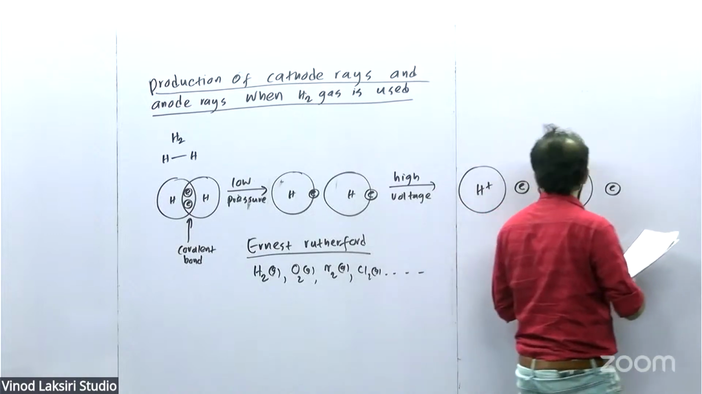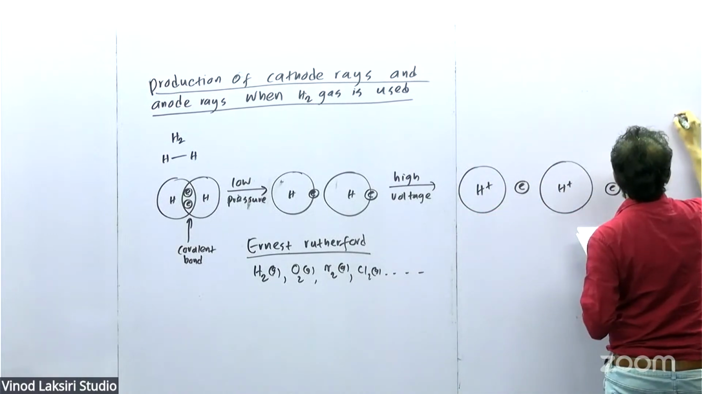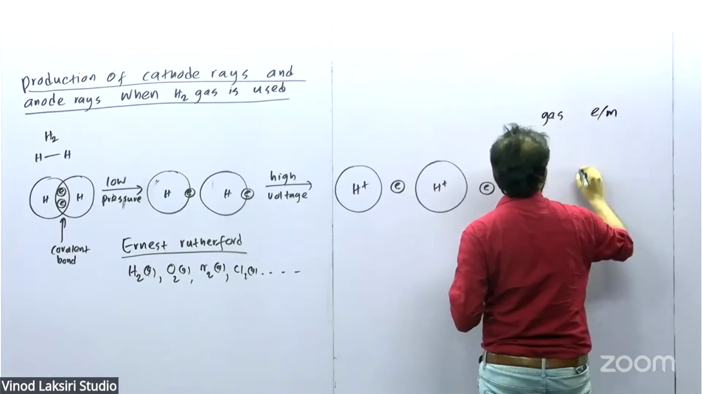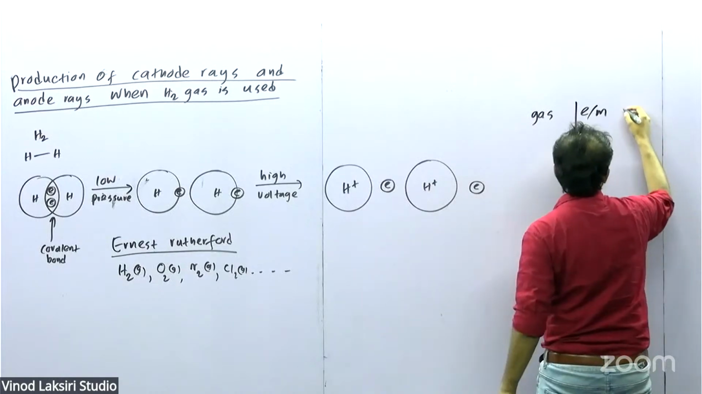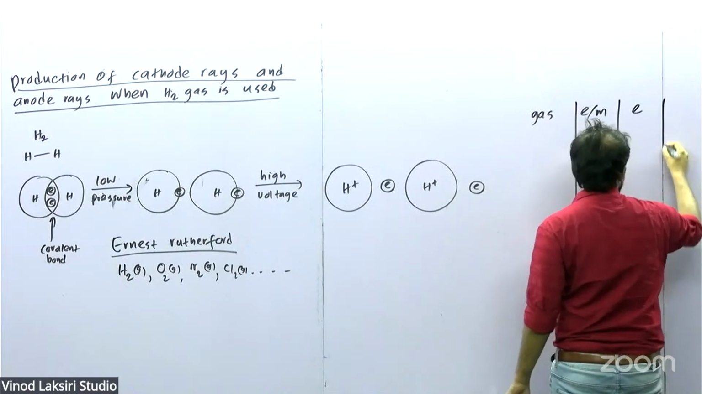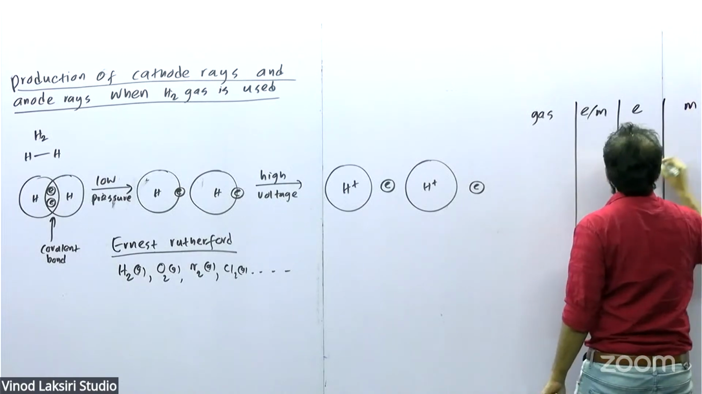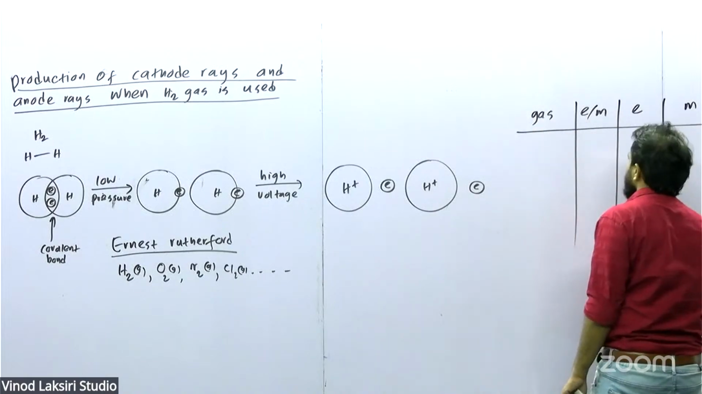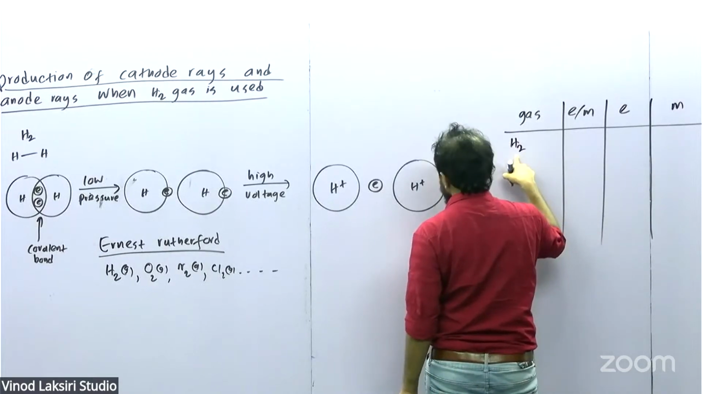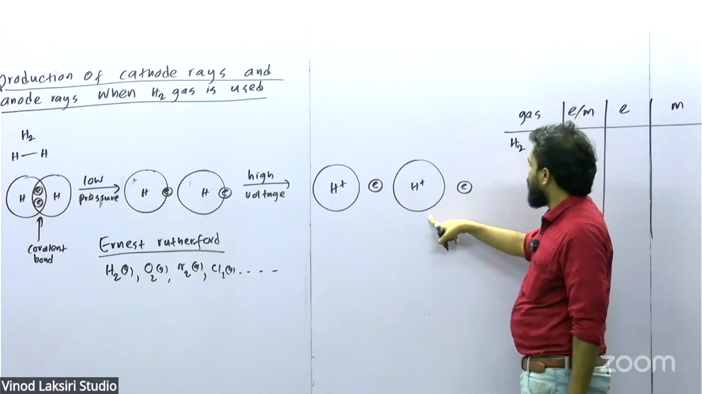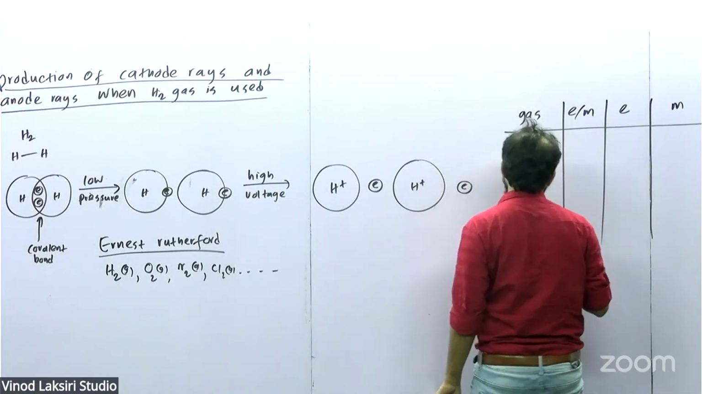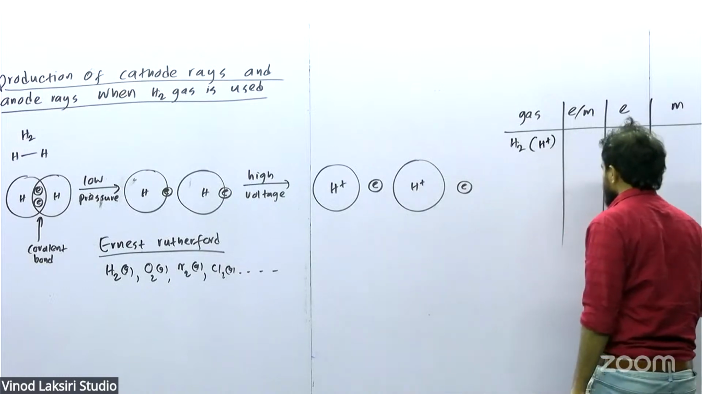So here I will write down gas, then the E divided by M value calculated. Using the oil drop experiment, we can calculate the E value, then we can calculate the M value. Do you understand? So here H2. Now think the gas is H2. When H2 gas is used, what is the anode ray? H plus. So here within bracket, I will write down H plus.